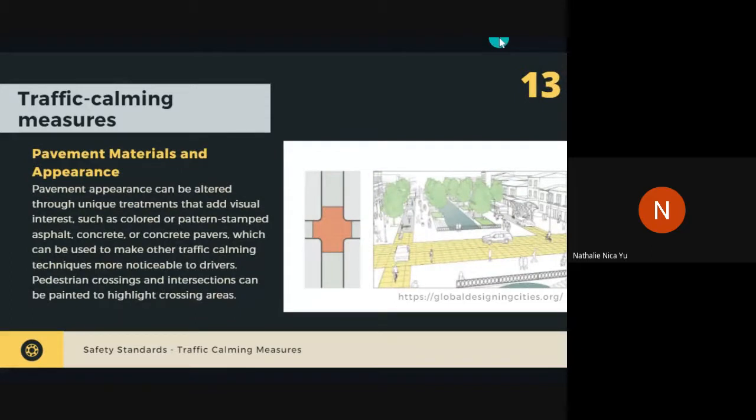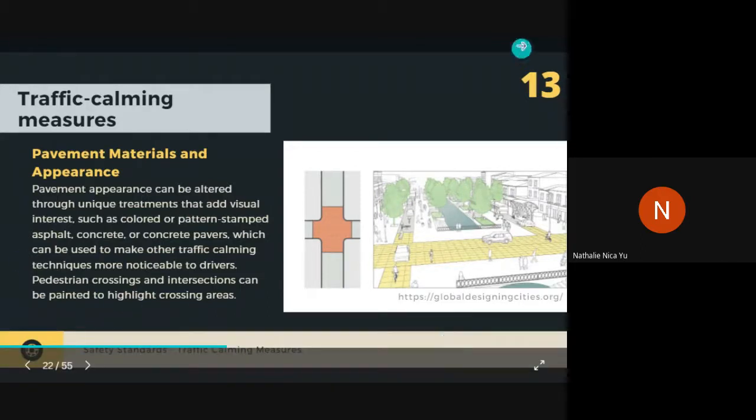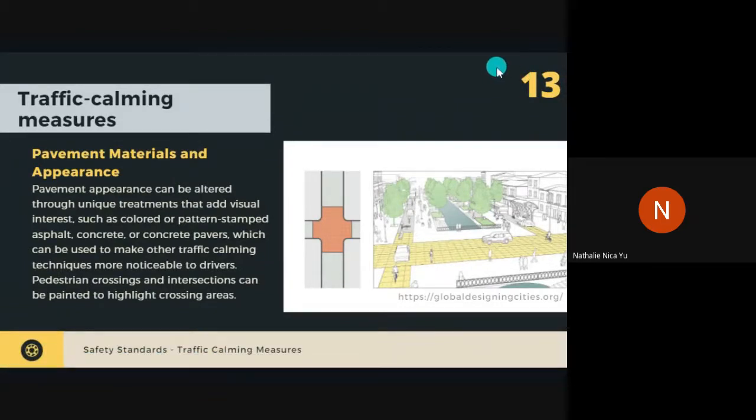Okay, next we have pavement materials and appearance. Pavement appearance can be altered through unique treatments that add visual interest, such as colored or patterned stamped asphalt, concrete, or concrete pavers, which can be used to make other traffic calming techniques more noticeable to drivers. Pedestrian crossings and intersections can be painted to highlight crossing areas. You can again see this in the speed table near Ayala, where they actually use a brick pattern for the pedestrian crossing.